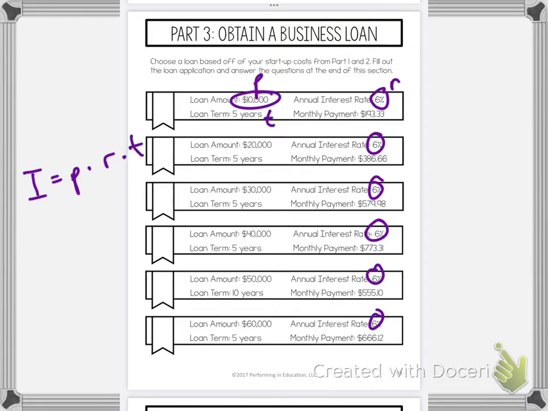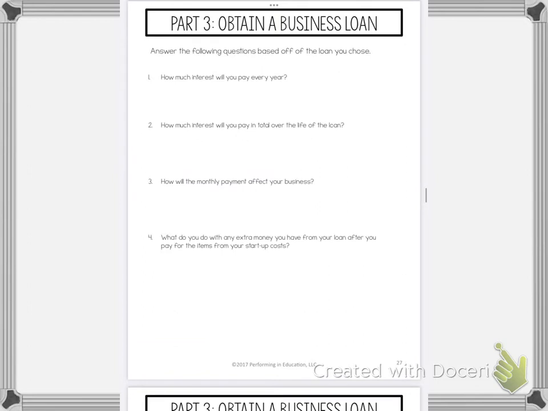Once you get that, in order to find out our monthly payments, which they've already nicely done for us here, we would figure out what we're going to have to pay back each month. Obviously it's a little more, because this is how the banks make their money. The next part is your questionnaire, not the application. We want to answer the following questions based off the loan you chose.